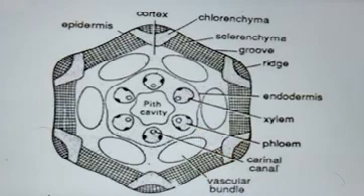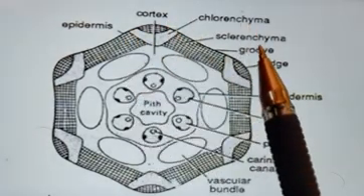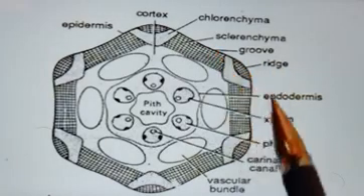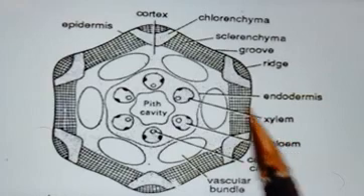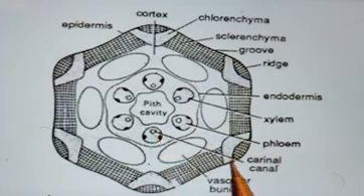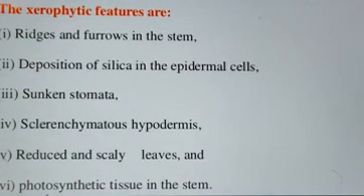So you can see here the epidermis, cortex, chlorenchyma, sclerenchyma, furrows, ridges. Okay, so this is the furrow and this is the ridge. Then endodermis, xylem, phloem, carinal cavities, and vascular bundles. This is the graphical representation of the TS of Equisetum stem.